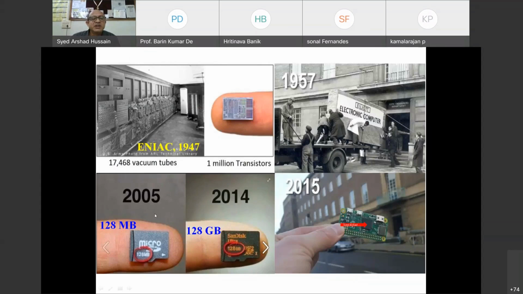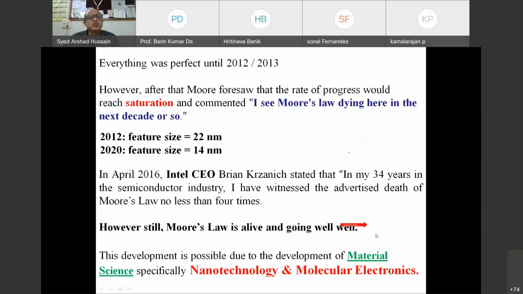At the same time, if you look here, say a small SD card in the year 2005, you can see the size is of the order of 120 MB. But now you can see it's in 2024, same size, but the storage capacity is 128 GB. Now you can have TB order also. Here you can see the size of your processor. Here it's very big, but here very small in size. Okay. So everything was going good.